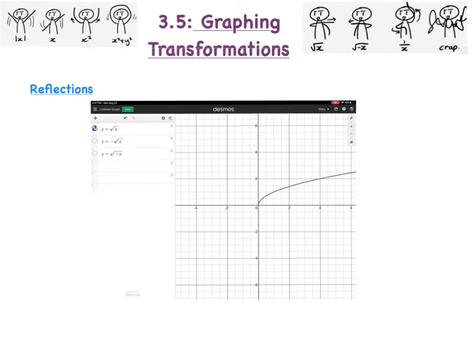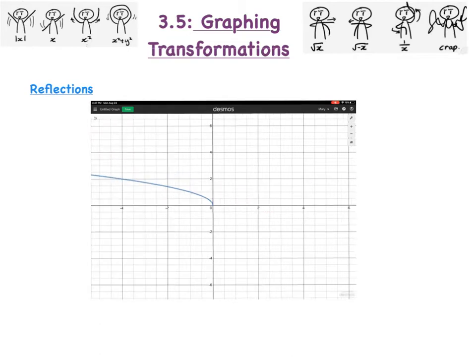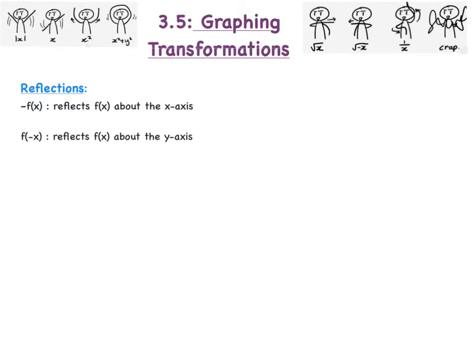On the other hand, if there's a negative next to the x, that's going to change the sign of the x values, meaning positive x's become negative and negative x's become positive. So if I took the square root of x and multiplied the x by itself by a negative, it would reflect around the y-axis. So to summarize, a negative on the outside of the function reflects f of x about the x-axis, but a negative on the inside next to the x reflects f of x about the y-axis.